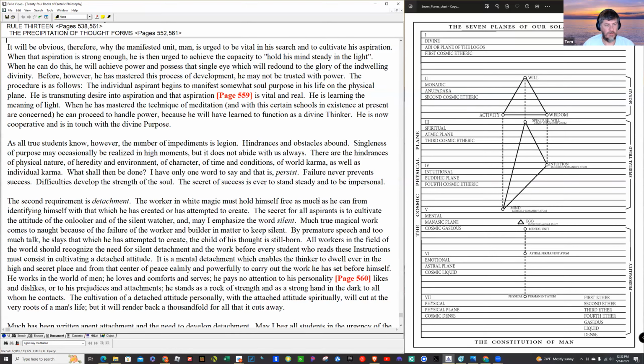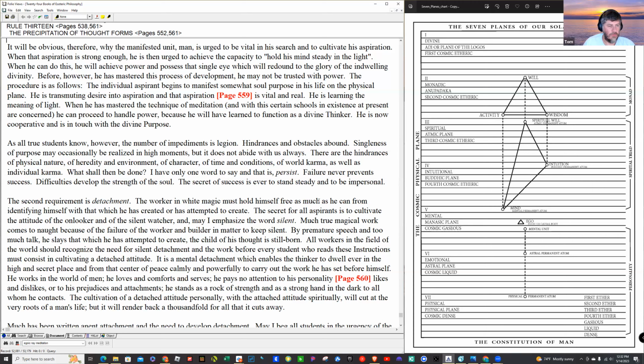When he has mastered the technique of meditation, and with this certain schools in existence at present are concerned, he can proceed to handle power, because he will have learned to function as a divine thinker. He is now cooperative and is in touch with the divine purpose.